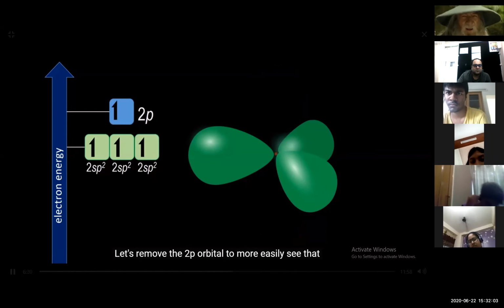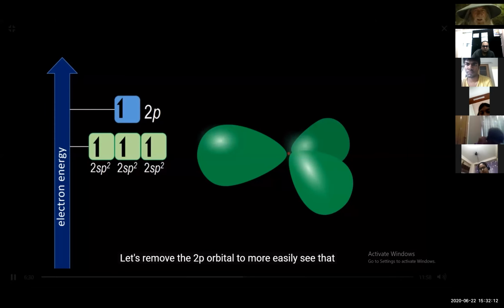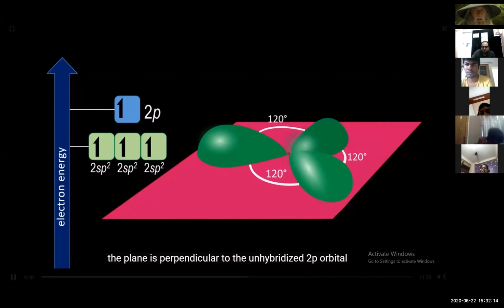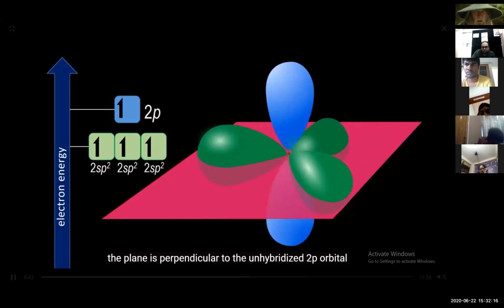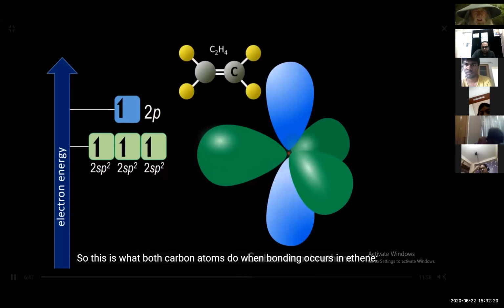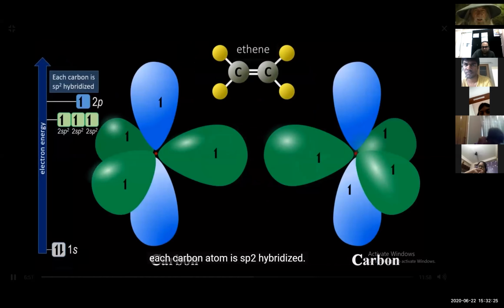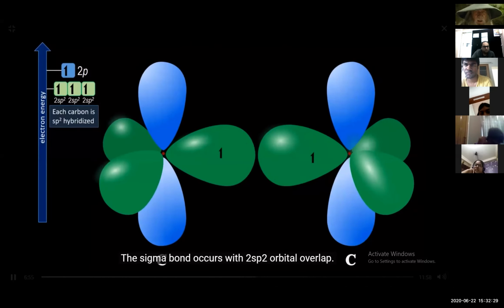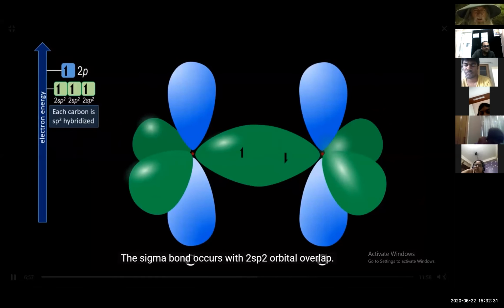Let's remove the 2p orbital for now to more easily see that. The 2sp2 hybrid orbitals are spread out at a 120-degree angle, which means that they exist in a plane, and the plane is perpendicular to the unhybridized 2p orbital. So this is what both carbon atoms do when bonding occurs in ethene. Each carbon atom is sp2 hybridized. The sigma bond occurs with 2sp2 orbital overlap.